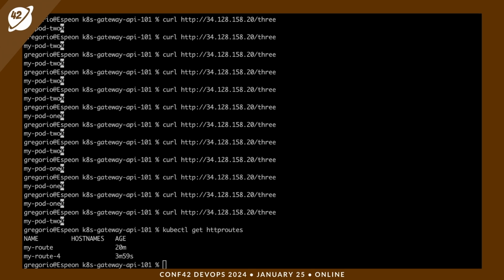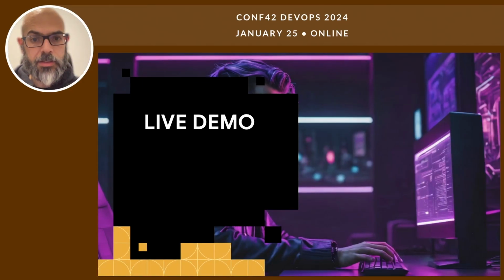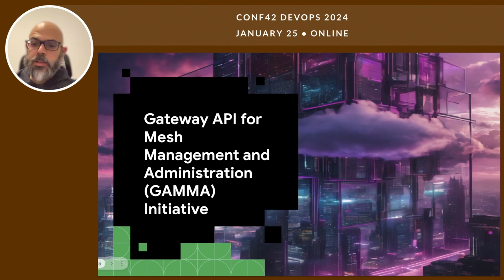Okay, let's get back to our slides, and we've seen a live demo, and let's get to the next interesting feature of the Gateway API, the Gamma initiative. Gamma stands for Gateway API for Mesh Management and Administration. And basically, it is an initiative that allows the API to work not only north-south, but east-west too. So for the mesh, the communication between the services.